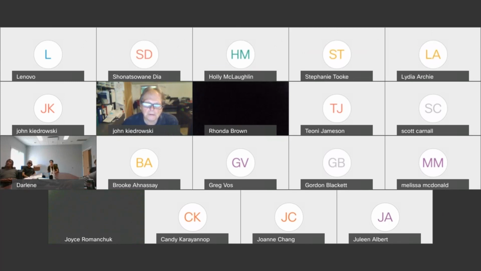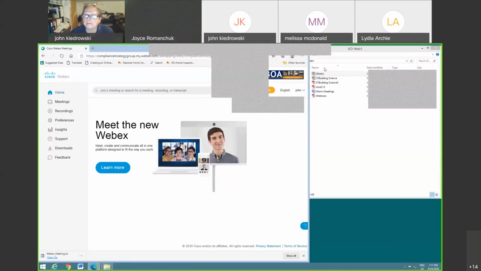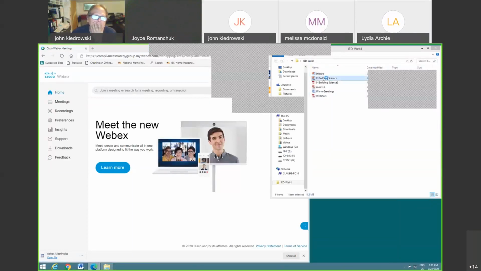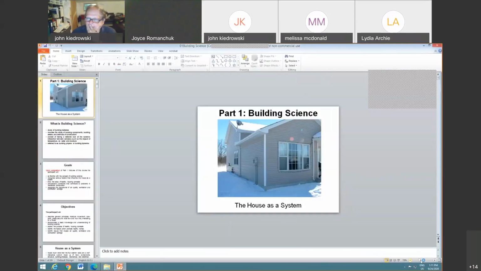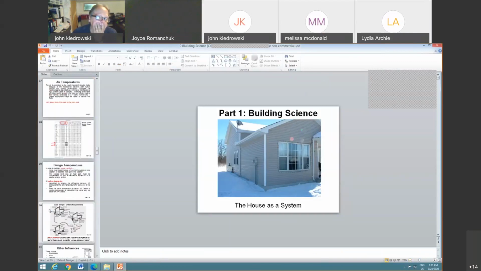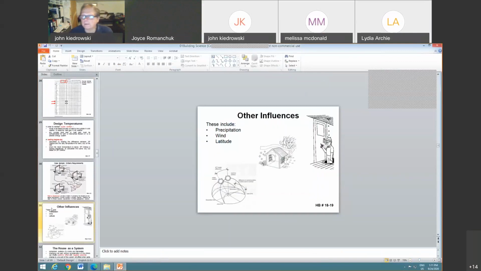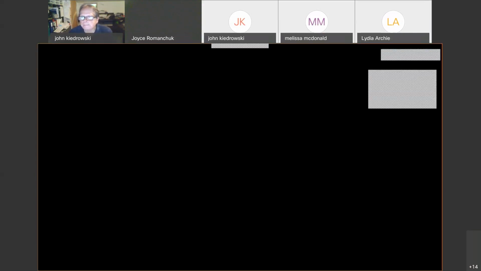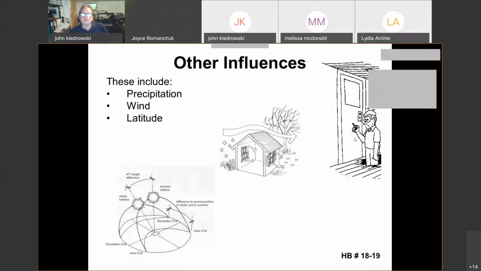So now I'm going to try and share my screen. Where did I put it? Building science. And I'm going to have to find where we left off here. My apologies. It's this slide. So as we can see here, I think we stopped at roughly this slide, or pretty close to it.